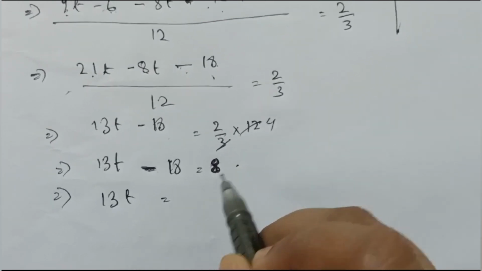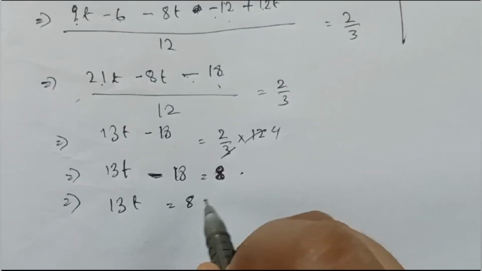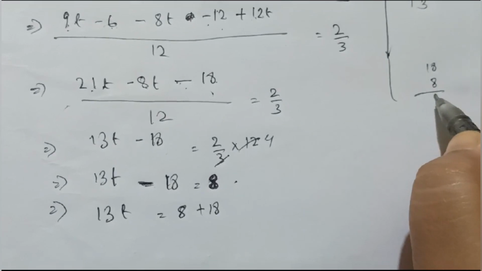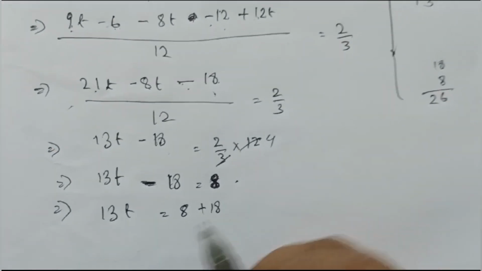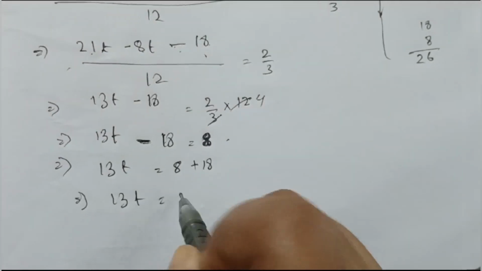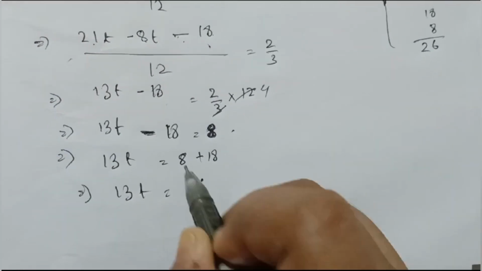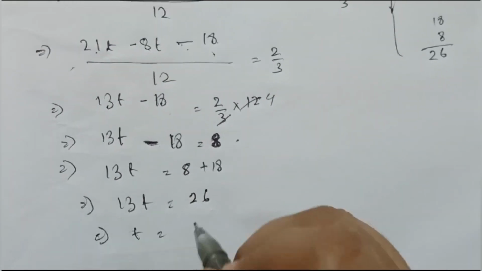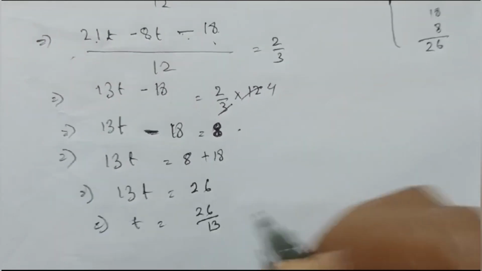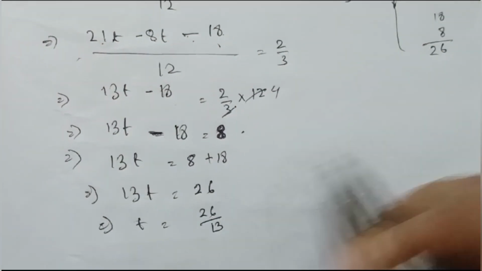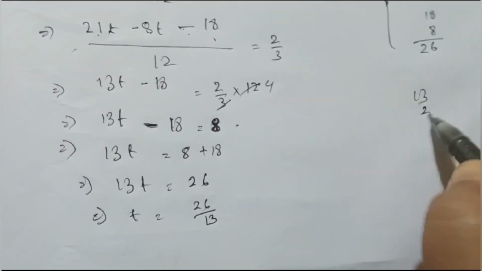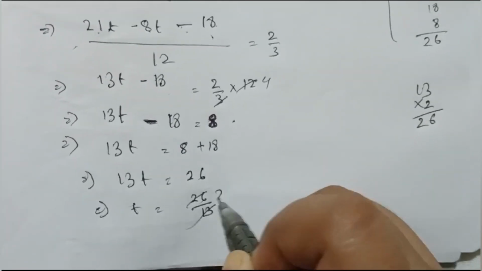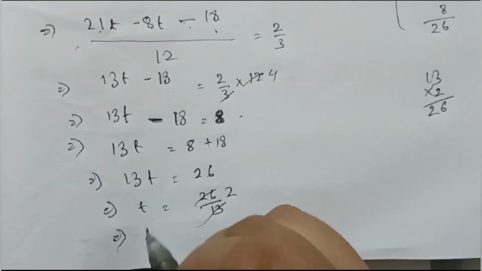It will become plus, okay? 8 plus 18. So 18, how much? 26. So here it will become how much? 26. 8 plus 18 means how much is it? 26. So now, 26 by 13. We'll write like this. So 13 twos are how much, you know? 13 twos are 26. That means it will go by 2. So the answer we got is equal to 2.